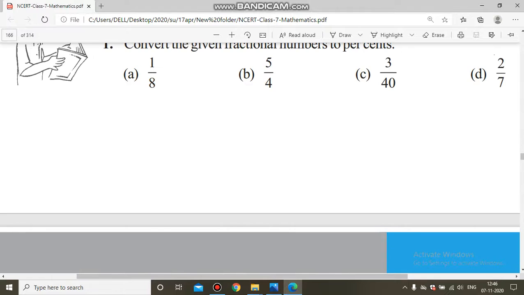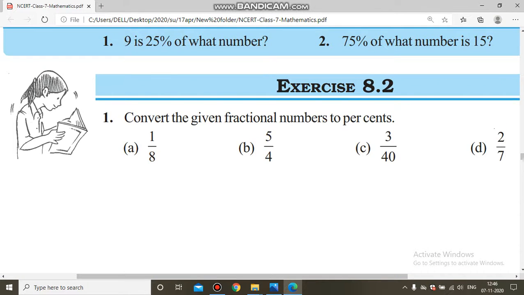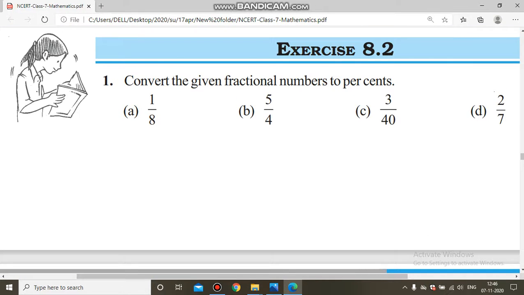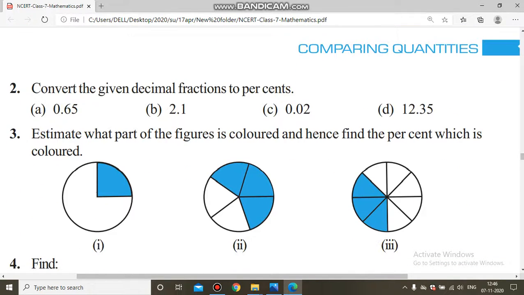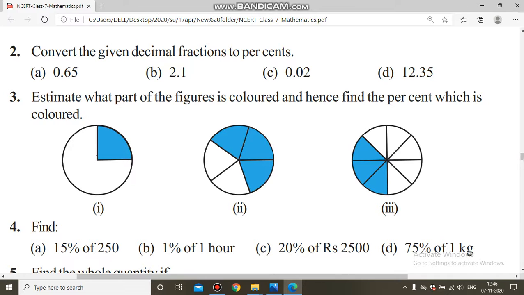Students, as we have started exercise 8.2 in our previous video, we also learned question first. So today we will learn how to solve question second of this exercise. Question second, you can see on your screen. Question second is here: convert the given decimal fractions to percents.